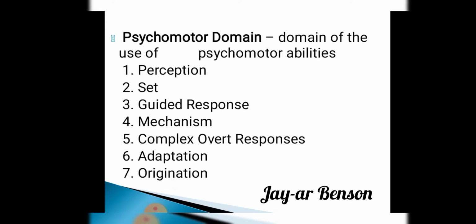The last part of Bloom's taxonomy is the psychomotor domain. This is the domain of the use of psychomotor abilities. The psychomotor domain includes physical movement, coordination, and the use of motor skill areas. Development of these skills requires practice and is measured in terms of speed, precision, distance, procedures, or techniques in execution. The psychomotor domain has 7 major categories.